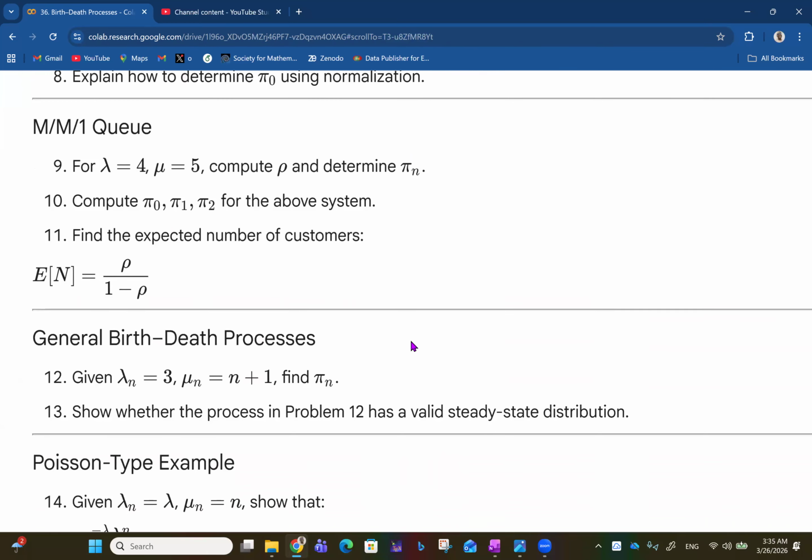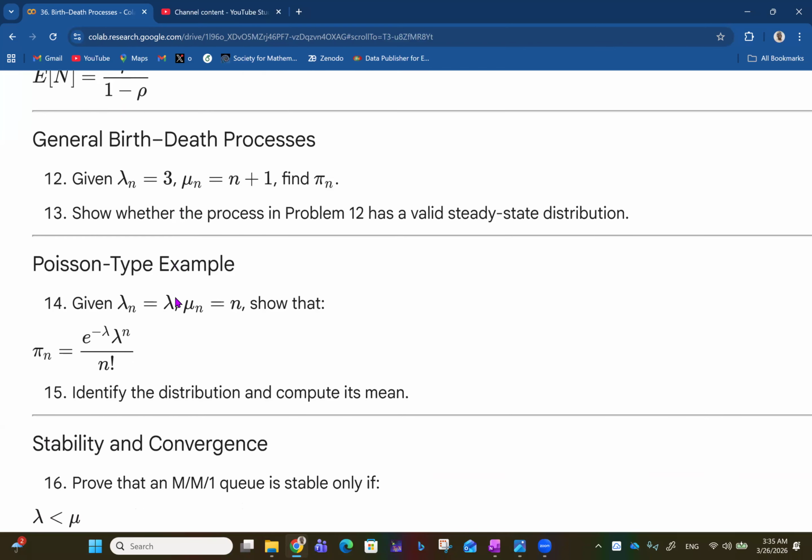Then for MM1Q, so for lambda is 4, mu is 5, compute rho. Of course, rho will simply be lambda over mu, that's 4 over 5, which is 0.8. And determine pi n. Of course, just substitute like before. Then compute pi naught, pi 1, pi 2 for the above system. Then find the expected number of customers. Then En is rho over 1 minus rho. So just evaluate based on the rho you've got.